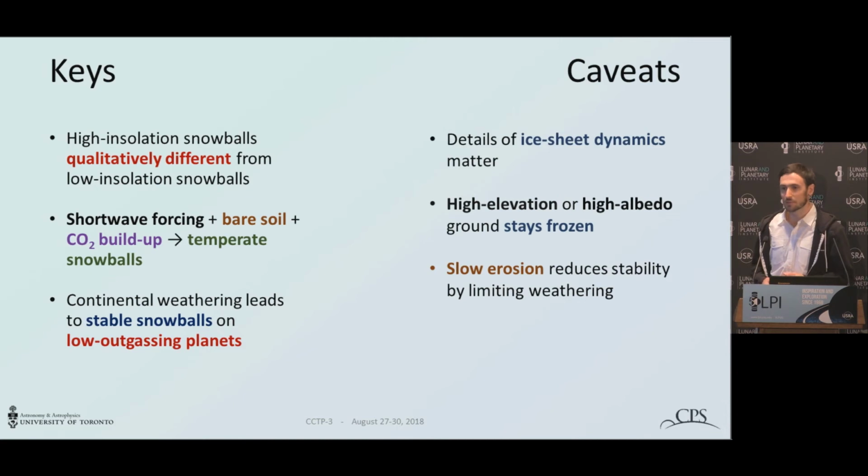A sample of the caveats, because of course there are many, are that the ice sheet dynamics are going to matter, of course. You have to get that bare ground. So depending on how you model your ice sheet evolution, how you model your snowpack, maybe that can change the picture. If your ground is at high elevation or it has a high albedo, it's going to be harder for it to cool even if you lose that snowpack. And if you have very slow erosion, then you could, with that vigorous weathering, quickly run out of rock to weather. And so that could limit the weathering that you can do in Snowball, and that would limit the stability of this case. And I'll pause there for questions.